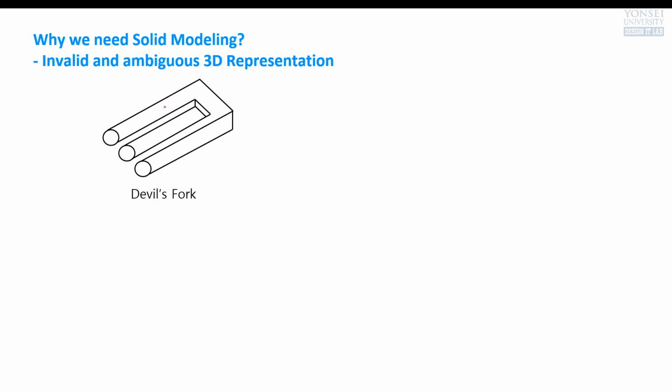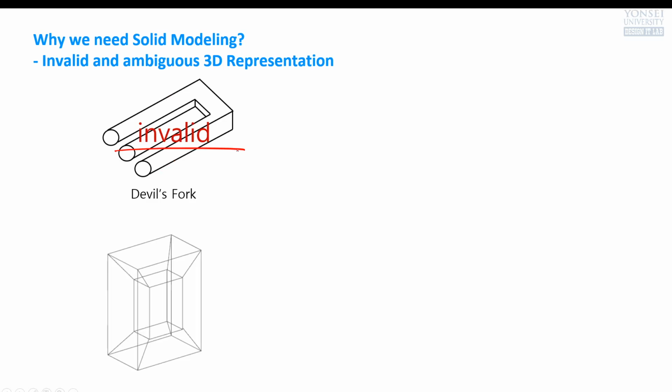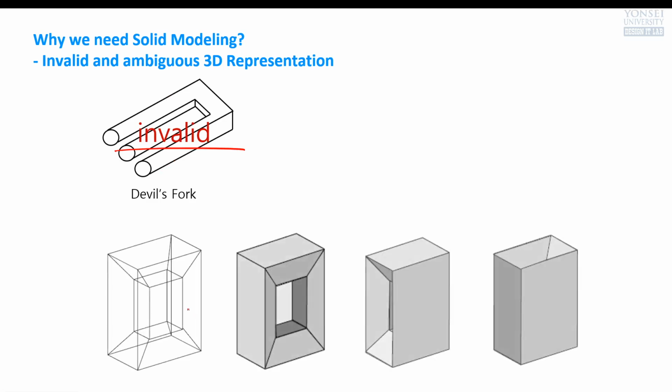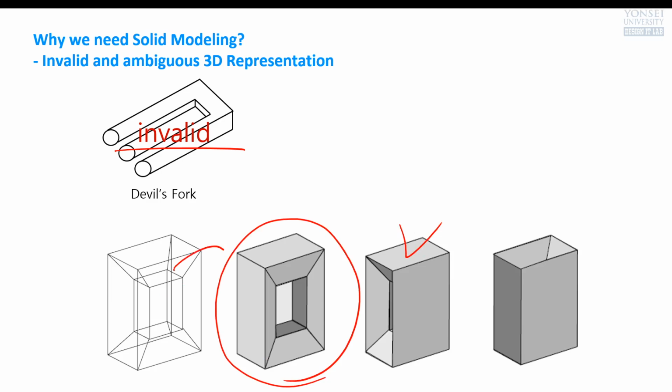why do we need a solid model? This is an invalid example, and this is ambiguous because this one could be anything. Usually we assume that, okay, this one is this one, but you know what? This one could be this one in this kind of wireframe view. In other words, it's an ambiguous object definition, an ambiguous design definition. That is why we need the solid part and void part.